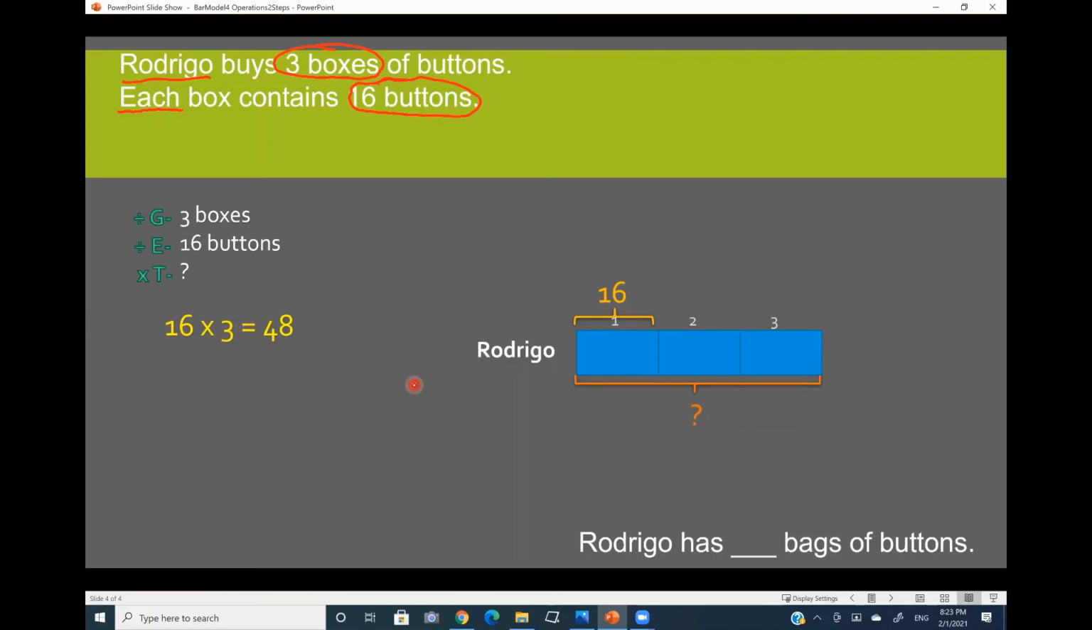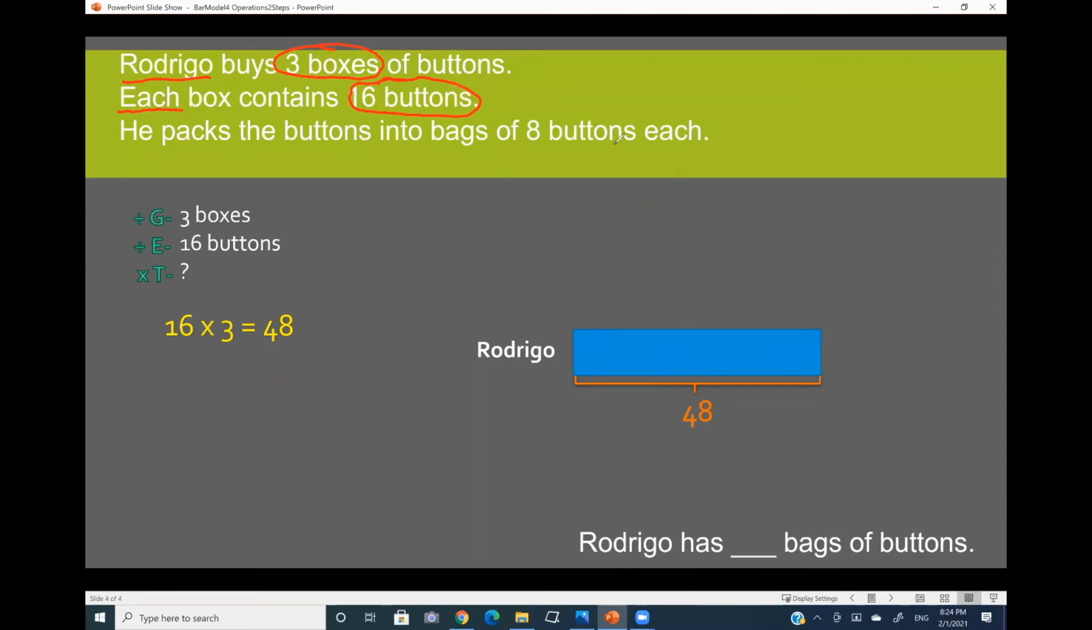Now, but that's only the first part of my problem. Remember, this one requires 2 steps. So this is my first step, a multiplication. Let's read the next sentence. I'm going to start by my whole. My new whole is going to be 48. So let me just label that. I'm going to forget about the groups because at this moment I put everything together in one single group, which is my whole, 48. The next sentence says, he packs the buttons into bags of 8 buttons each.